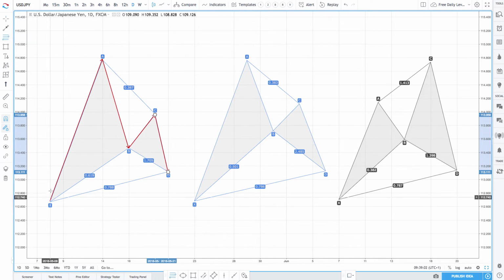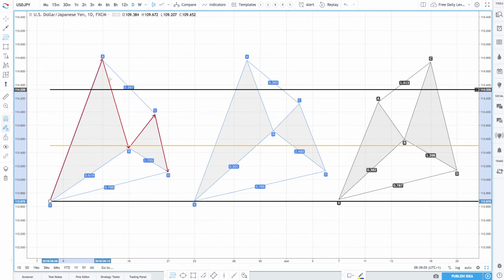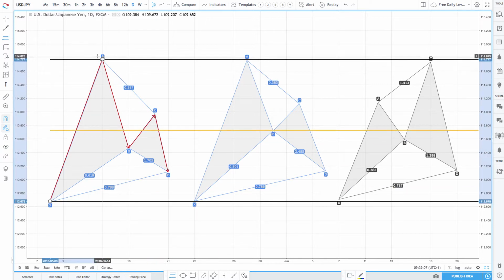Let's imagine that B, C, and D haven't happened yet. So X to A, and then you start to get a retracement. What is X to A telling you? If X is a low and A is a high, remember you always have to think like how people think, and there's psychology behind moves.